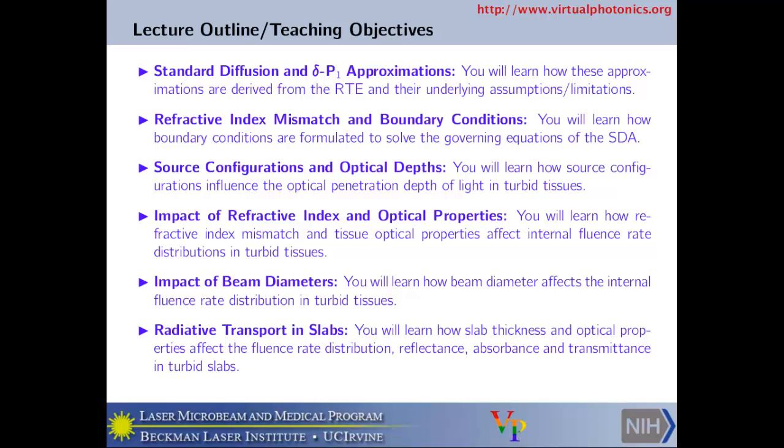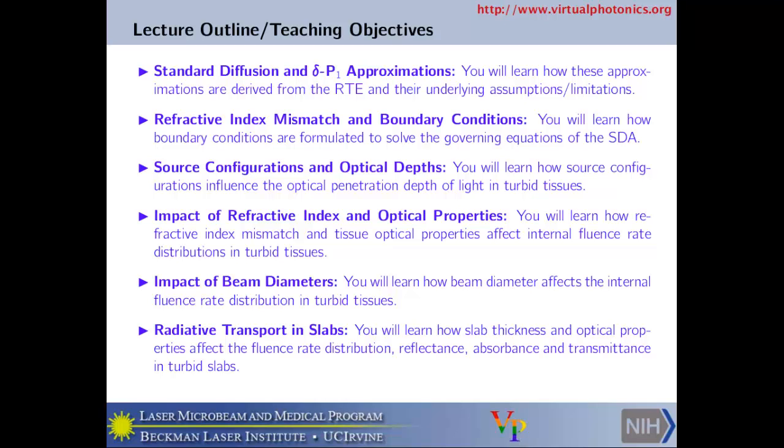So I'll start with teaching objectives. Today you'll learn about both the standard diffusion and what we call the delta P1 approximation. We'll discuss how these are derived from the radiative transport equation, which is what we introduced on the first day. And I talked a little bit about the RTE, and Jerry discussed how you can use Monte Carlo simulations to solve the RTE rigorously. And so here we're going to focus on approximate solutions and understand their underlying assumptions and limitations.